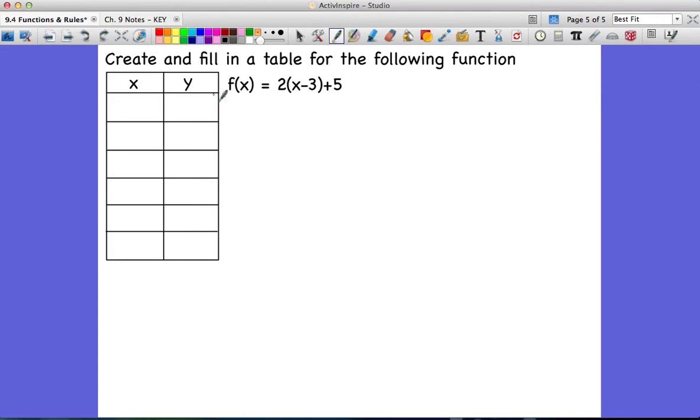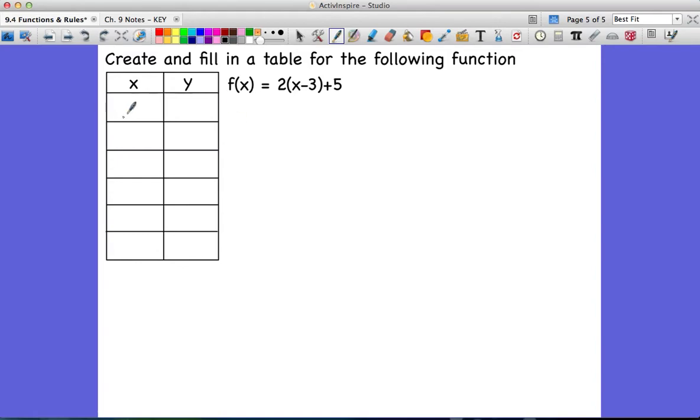All right, and the last thing that I'm going to show you is if they give us a function, how can we create a table for it? So when we're doing this, we can choose our own inputs and our own outputs. In this case, you can start with any numbers you want. I like to make it easy on myself and start with 0 and make my way up. Sometimes it might tell you create and fill in a table for the following function starting with -2. Therefore, you'd have to start with -2, go to -1, 0, so on and so forth. In this case, we can choose our own numbers.